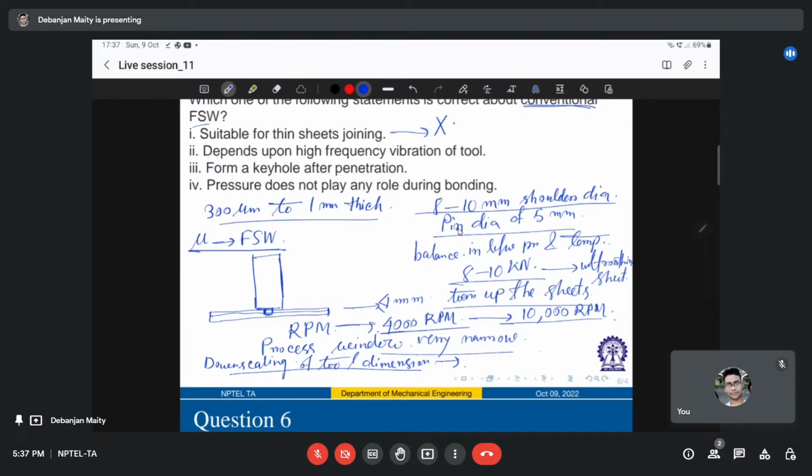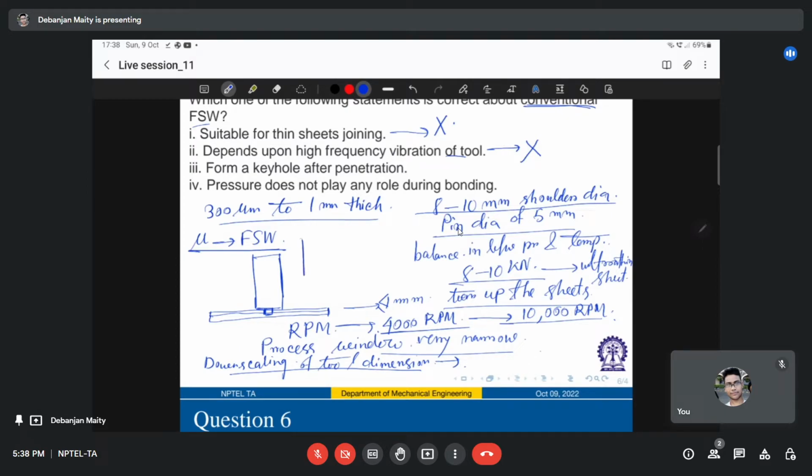And the second statement says it depends upon high frequency vibration of the tool. This is not the mechanism as such. Yes, there can be some machine vibration, but the tool will not be vibrated during rotation and plunging action, right? So this is also a false statement. And it forms a keyhole after penetration. Yes, this will form a keyhole after penetration.